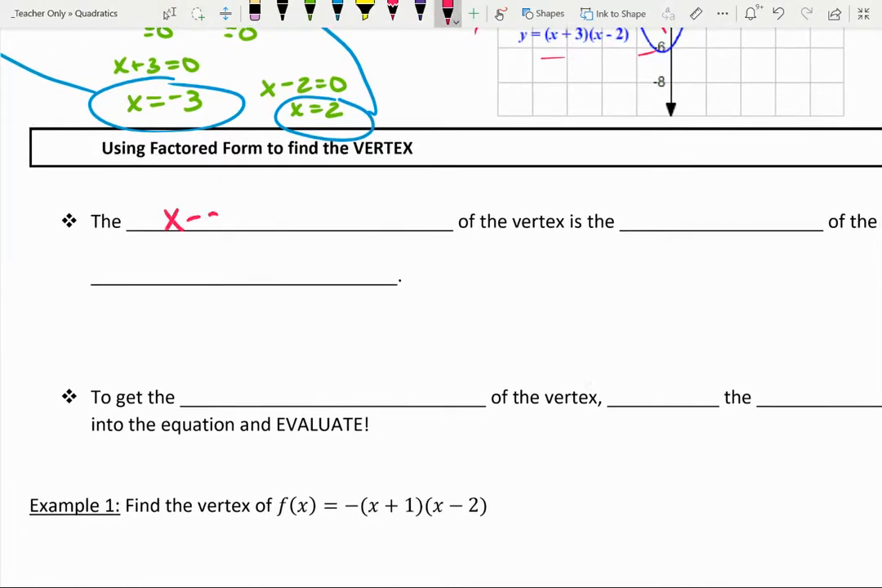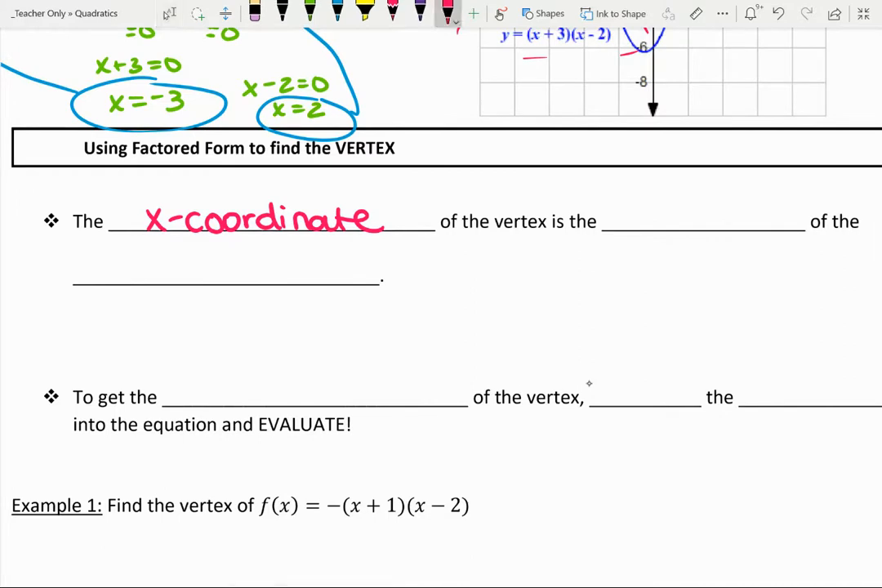So just like with standard form, we're going to start with the x-coordinate of the vertex. And what it is, is the average of the two x-intercepts.